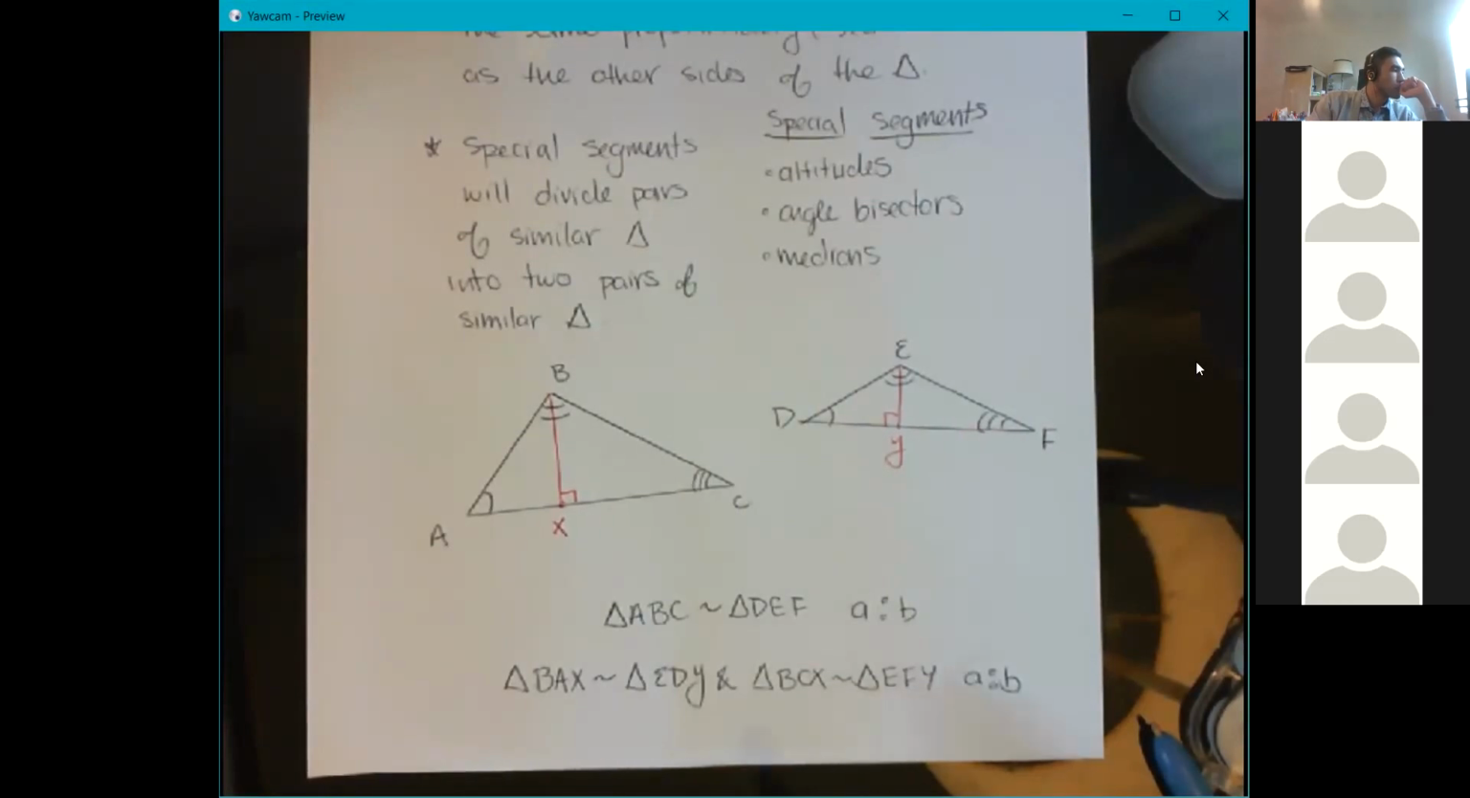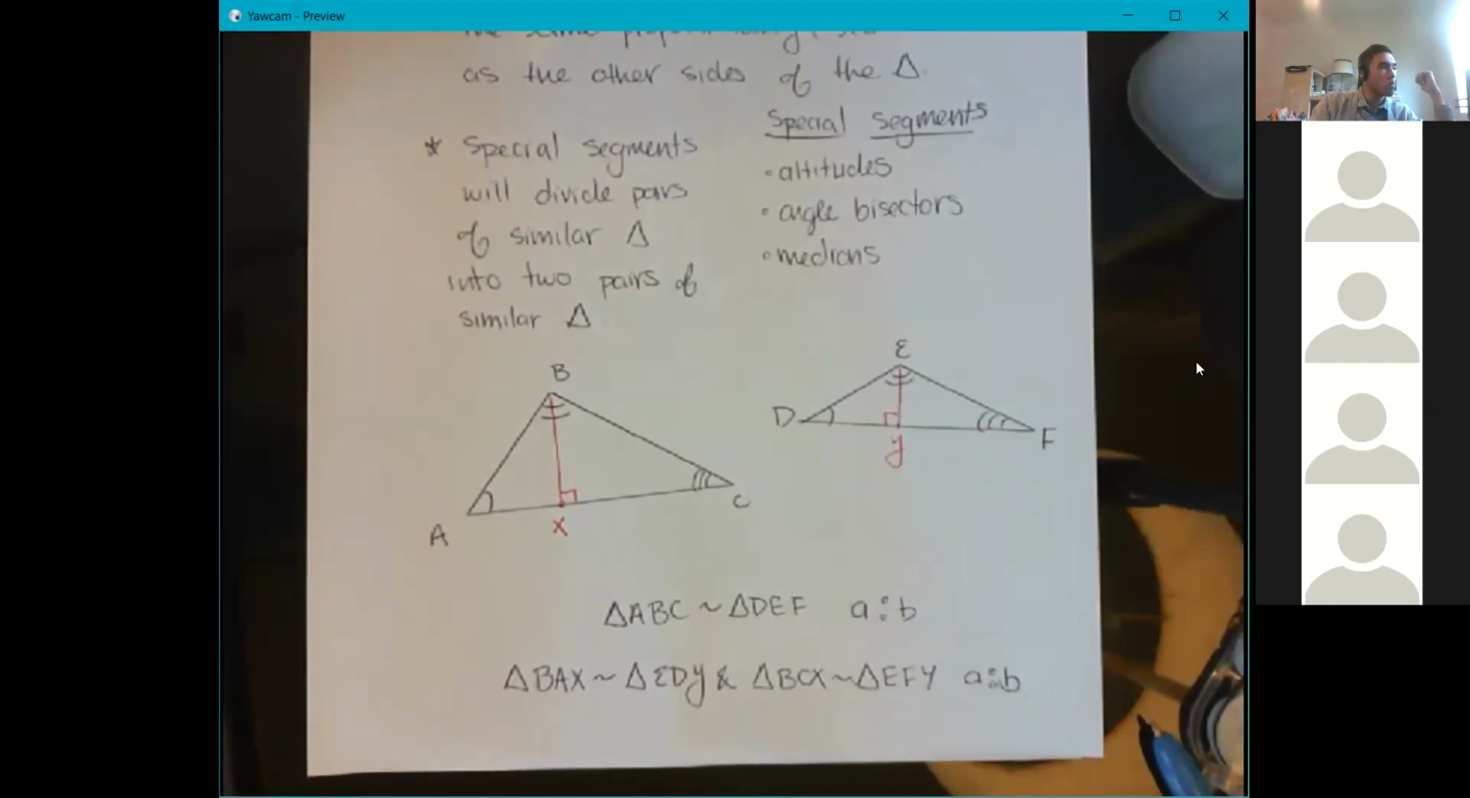Mr. Ross, I had 2 questions. What's that ratio A to B? That's our scale factor. It doesn't matter. This is just for the sake of notation. If you were actually solving for this, you would need to know numbers. But like I said, this is just the scale factor. And also, this would also work if we were doing angle bisectors and medians. Yes, the exact same thing works.